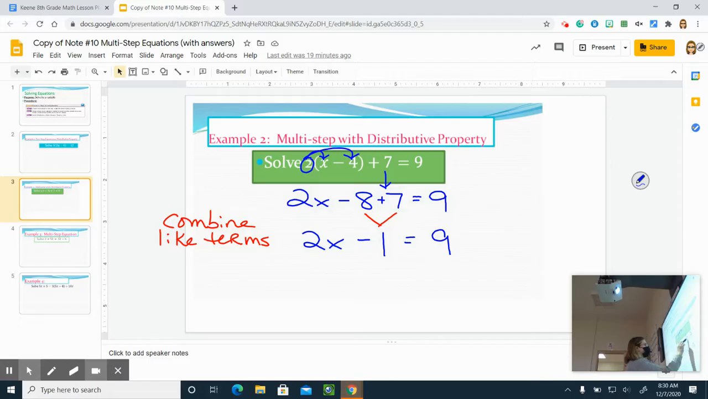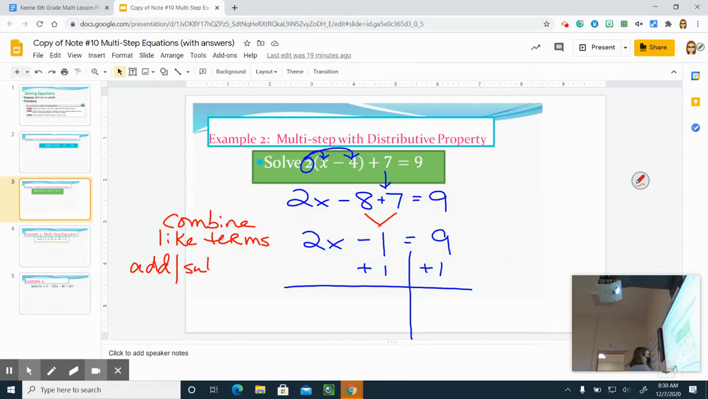All right, now I'm going to solve this. This is now a two-step problem. Add 1 to both sides. Remember, we add or subtract to get rid of our constant. So I'm left with 2x equals 10. And then I multiply or divide to eliminate my coefficient of 2. So this becomes x equals 5.